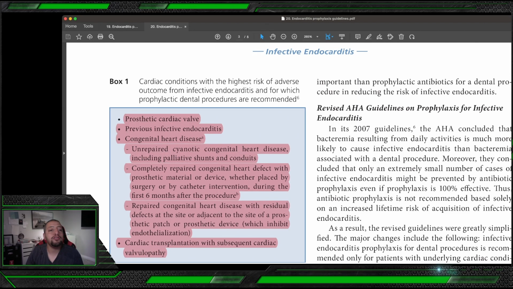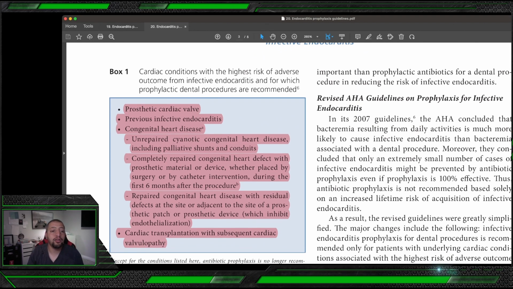Then we are going to speak about a specific condition or medical history for a patient, which will make us think about prophylactic antibiotics. Why do I say think? Because it's a two-step decision. It's not like the patient has this condition, so I'm going to give him prophylactic antibiotics. No, it's two steps. The first step is that the condition is specific. The second step is that the procedure is specific.